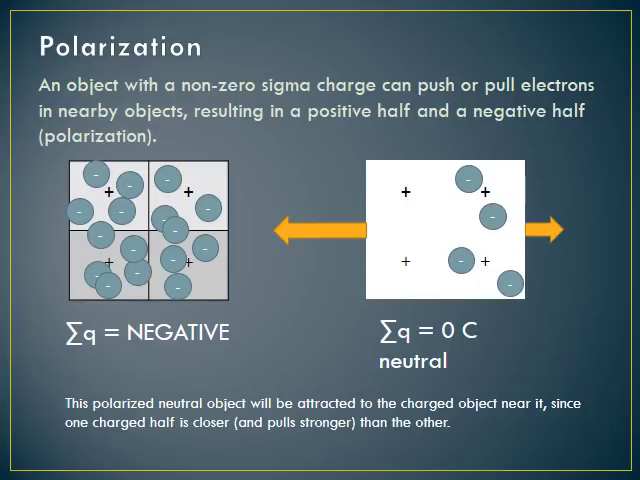So since that half is closer and the electric force depends on distance, that pulling attractive force ends up being a stronger force than the repulsive force on the other side. So overall, the net, or the sigma force, the unbalanced force, ends up being attractive when you have an object that is being polarized.